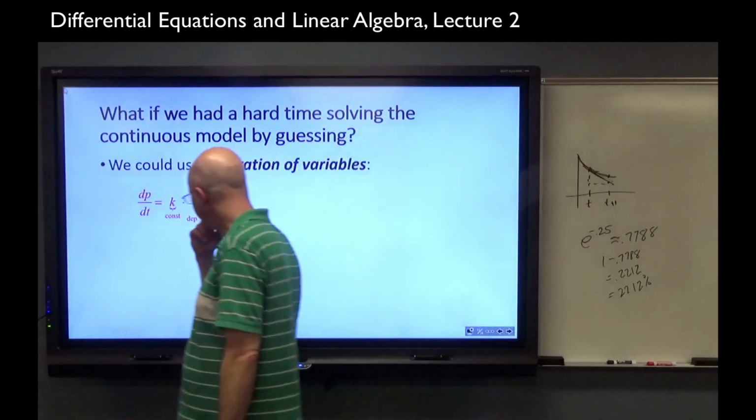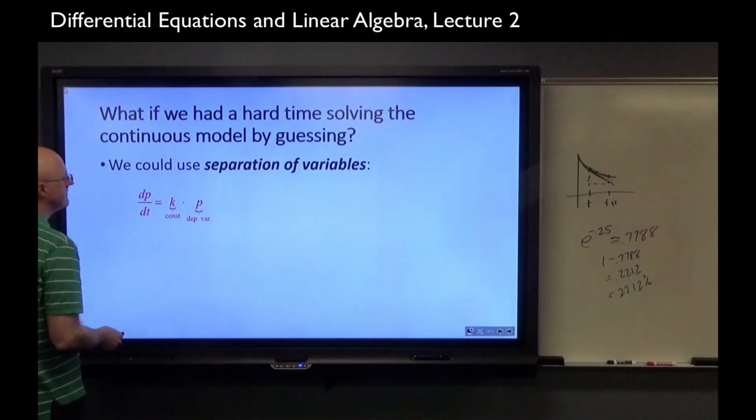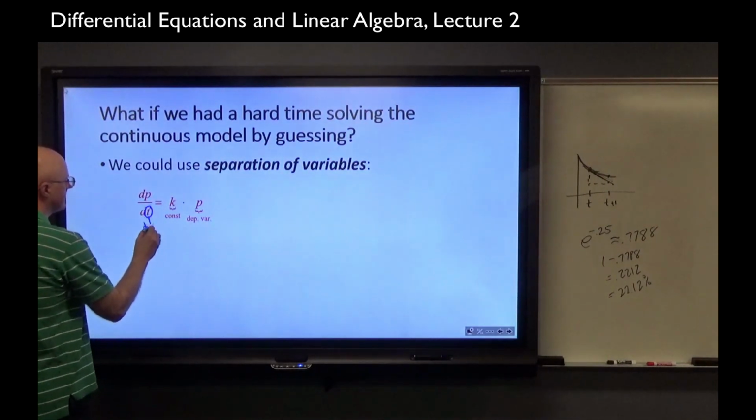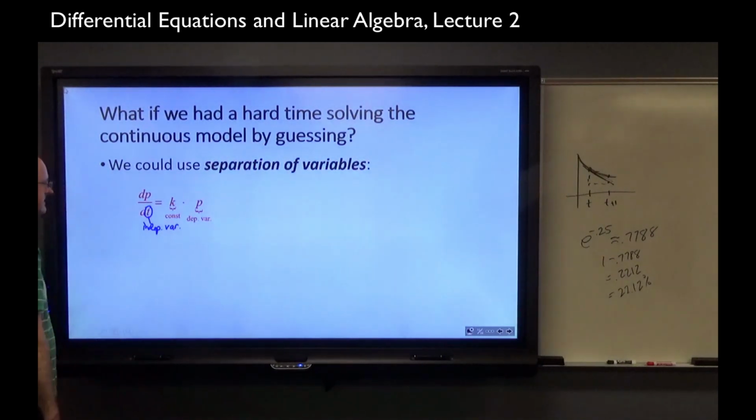dp/dt equals k times p. K is a constant. P is the dependent variable, the population or the price. T is the independent variable. The goal, remember, the goal is to solve for p as a function of t.